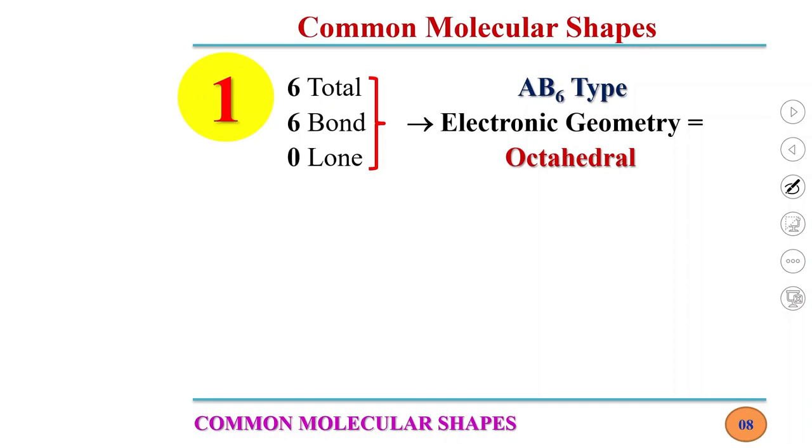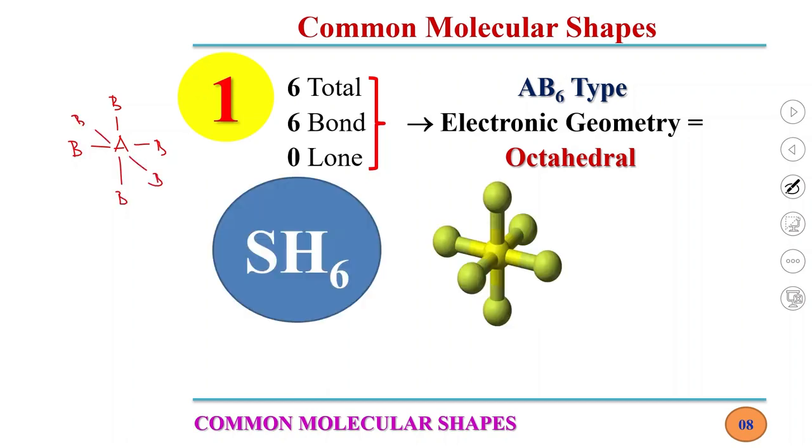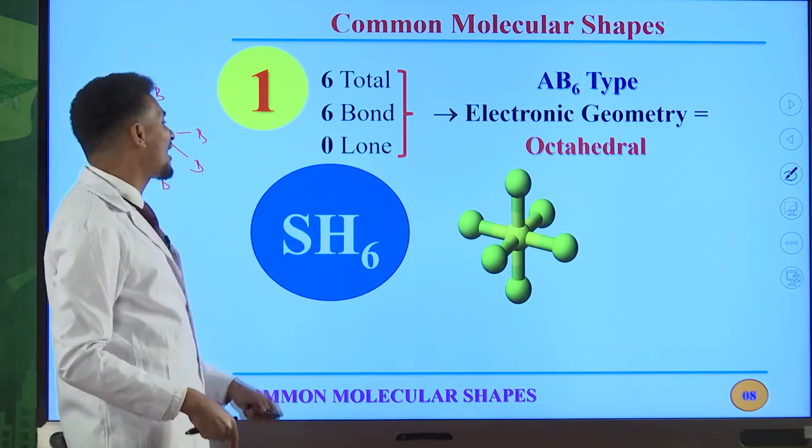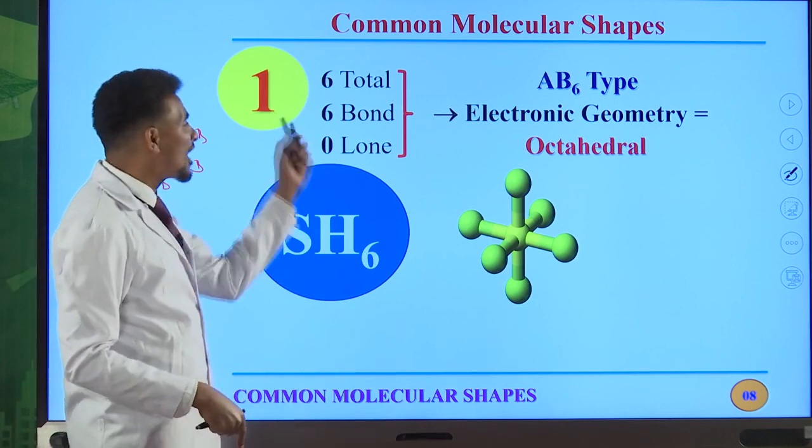In this case, how many total pairs of electrons do we have? Totally we have 6 pairs of electrons, AB6 type. So how many bonds? 6 bonds. We have central atom A with one bond to this B, another bond to this B, another to the third B, the fourth B, the fifth B, and the sixth B. So totally we have 6 bonds. The best example is SF6. It has 6 single bonds and no lone pair of electrons around the central atom. So this is the best example for such type of molecules.